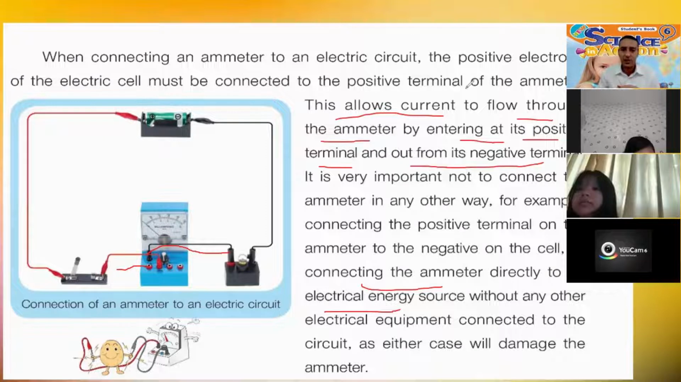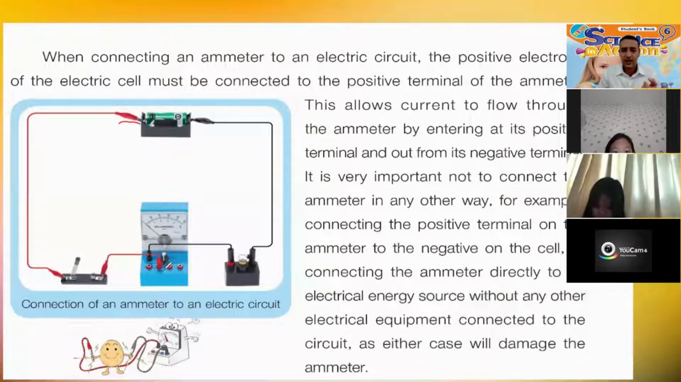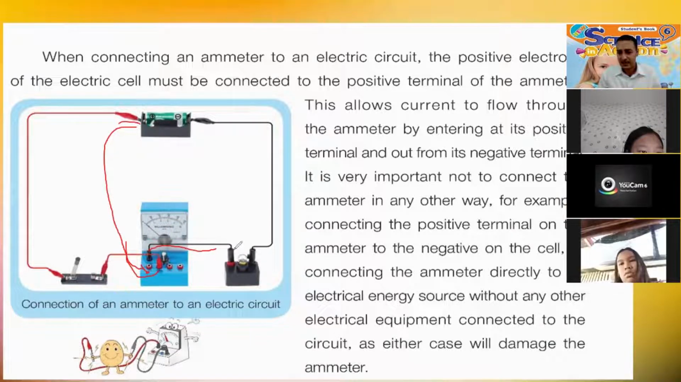So in short, I would like to tell you, whenever you are connecting a meter to the circuit, you have to make sure that the source from which you get the electric current, the positive electrode, you connect to the positive terminal of the electric meter, right? So it allows the electric current to enter the meter through the positive and then go out through the negative terminal, right?